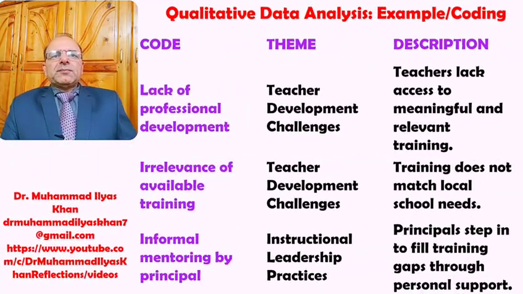Now, codes and themes in our data could also be described, in order for the researcher to have a better presentation and a better understanding or insight. For example, the code lack of professional development relates to the theme teacher development challenges, and this could be described as teachers lack access to meaningful and relevant training. Generally, this description helps in the authentication of the coding and theming process. Similarly, these other codes have also been described.